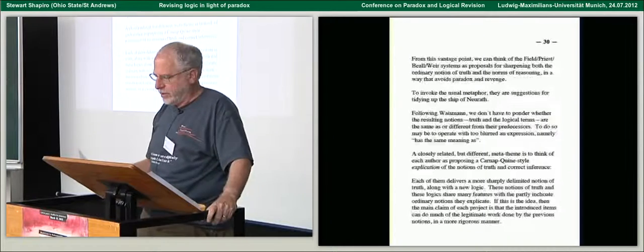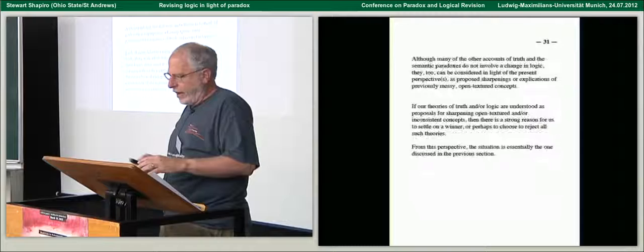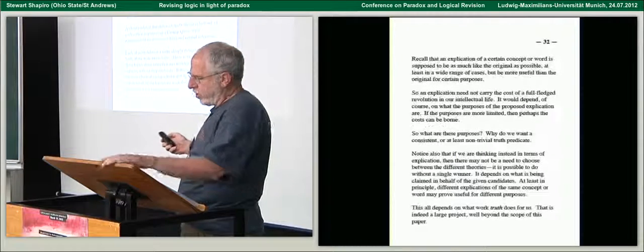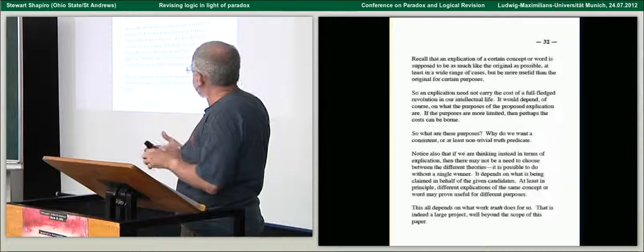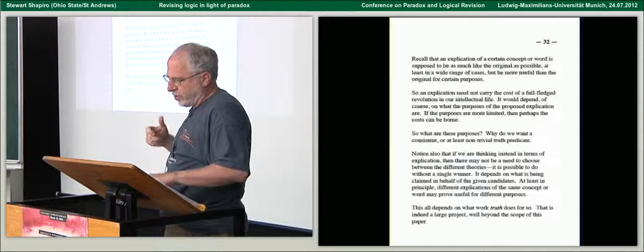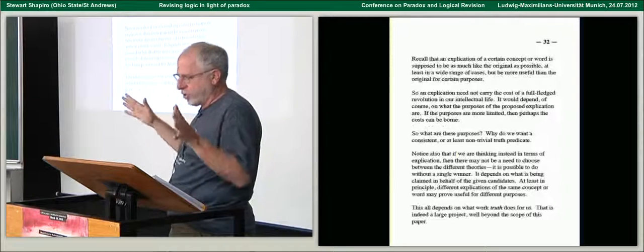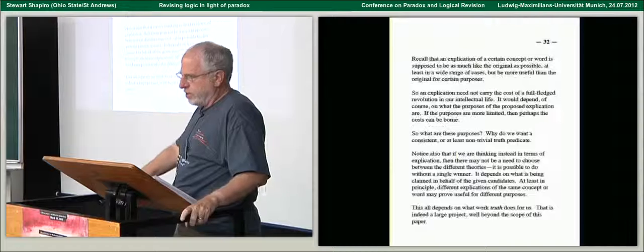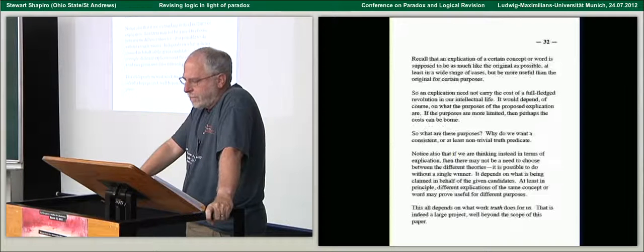Now, what are the purposes? So recall, from the last slide, the idea is that an explication is supposed to be as much like the original as possible, at least in a wide range of cases, but be more useful than the original for certain purposes. All right, so that doesn't carry the cost of a full-fledged revolution. But now it depends on what the purposes of the proposed explication are. If the purposes are more limited, then perhaps the cost can be borne.